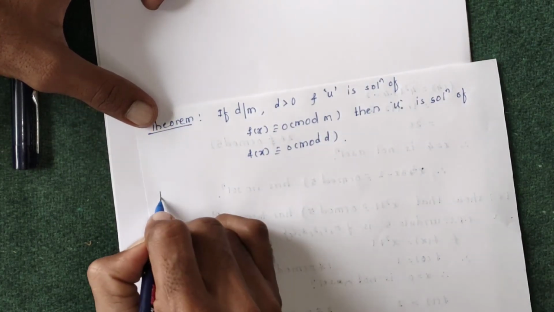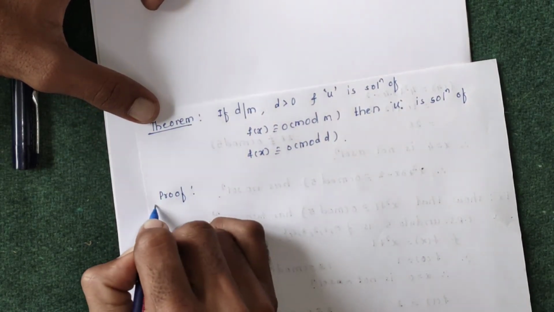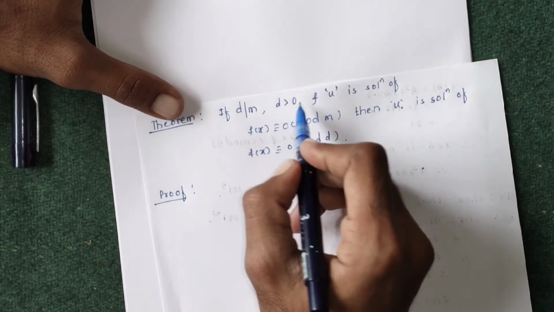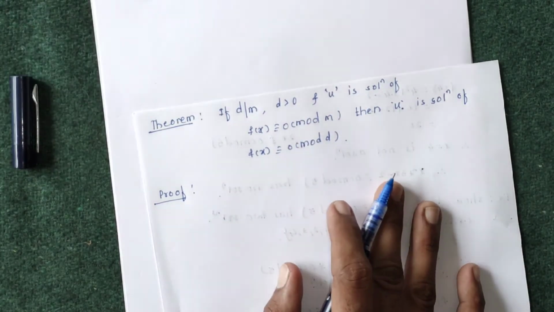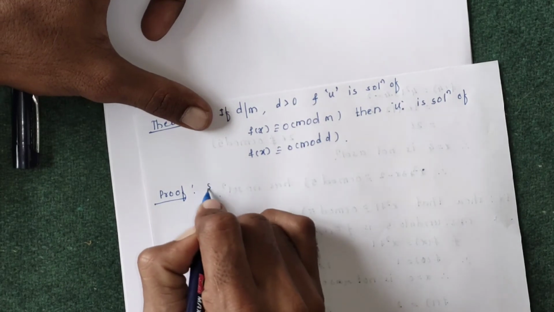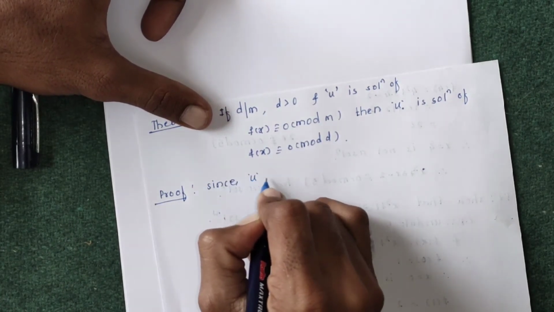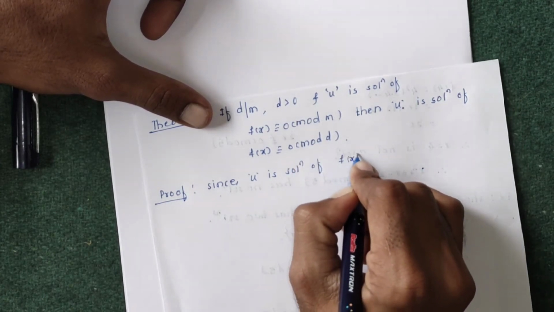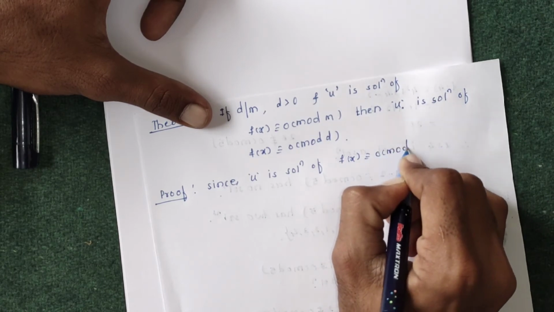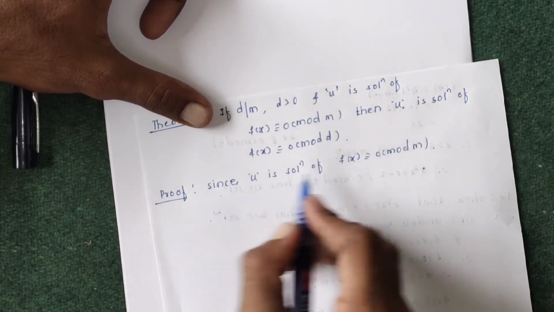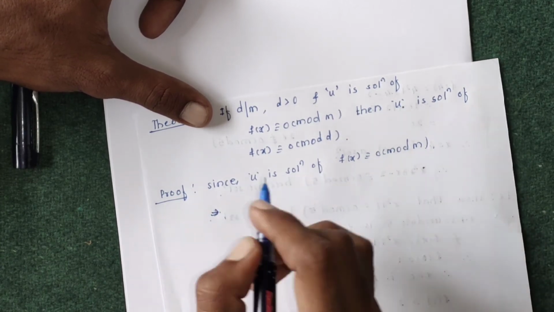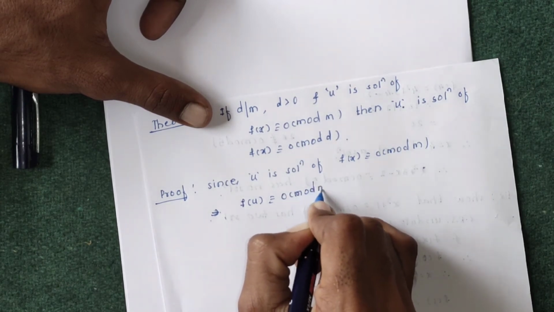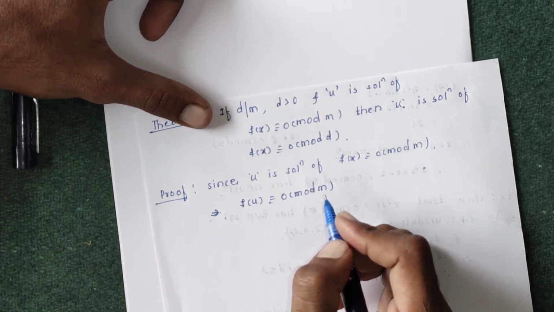Now to prove this theorem, we are given d is a positive divisor of m and u is a solution of this congruence, and we have to prove that u is also a solution of f of x congruent to 0 modulo d. Since given that u is a solution of f of x congruent to 0 modulo m, this implies u satisfies this congruence, that is f of u is congruent to 0 modulo m.